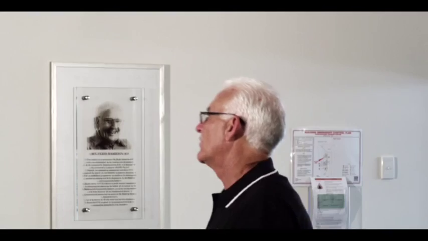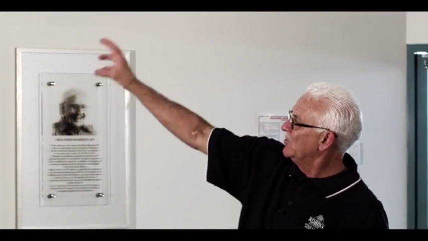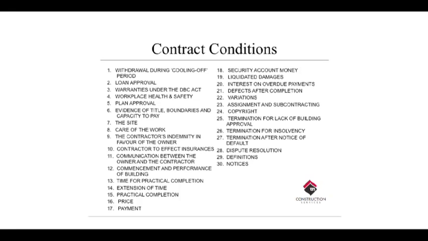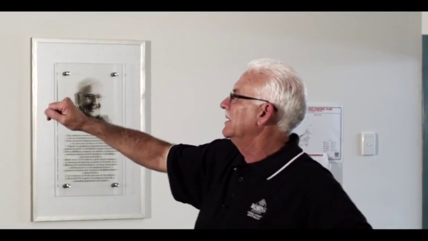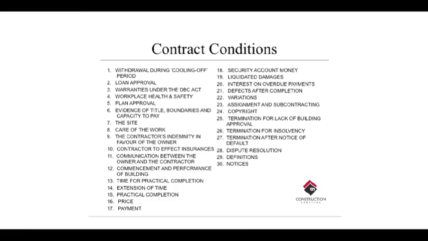So in the back of a contract, we have terms and conditions. Now, I'm not going to go through all these, but you can see the terms and conditions. Cooling off period. They've got an option to get out of the contract up front. I'll go through all these a little bit later. What do we do with money? Loan approvals and finance, extremely important. Workplace health and safety, the site, the care of the work, time for practical completion, extensions of time. I'm going to go through all these as we go through the day.